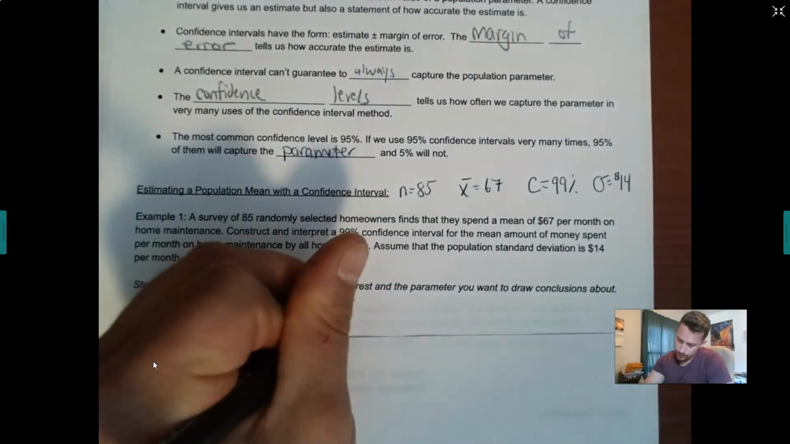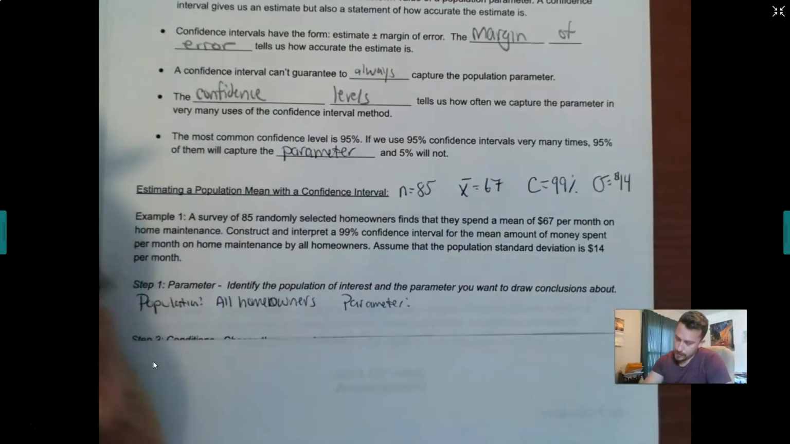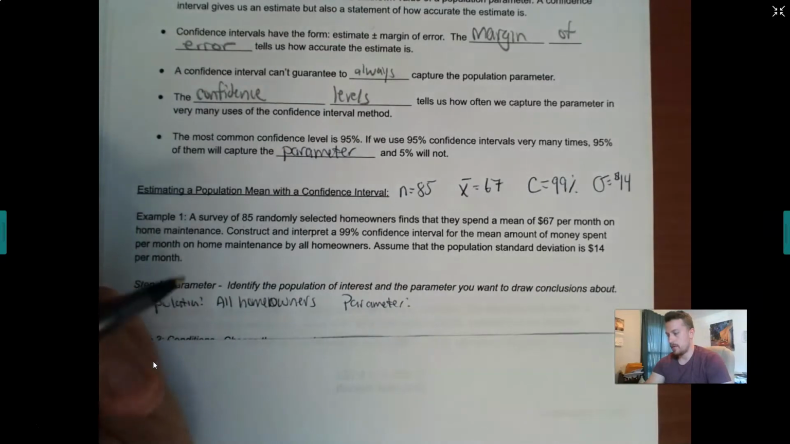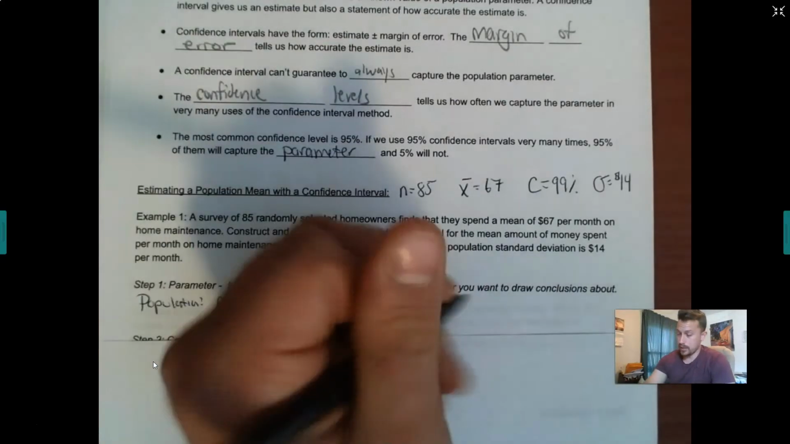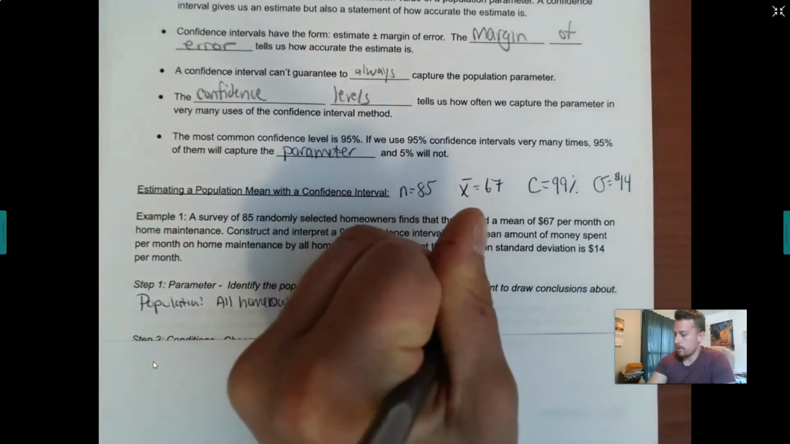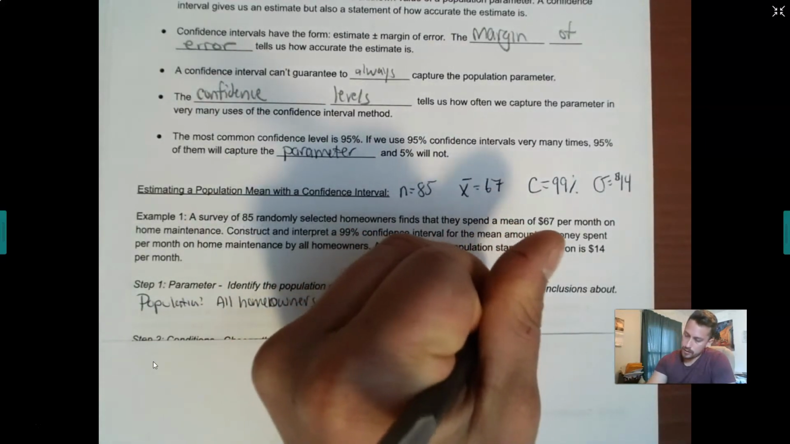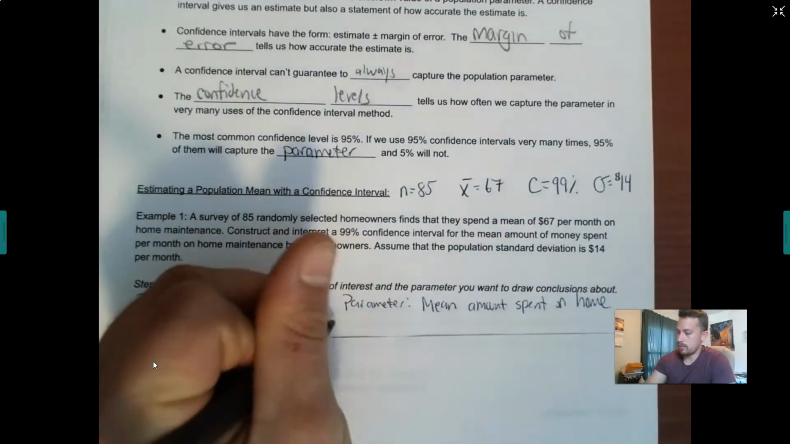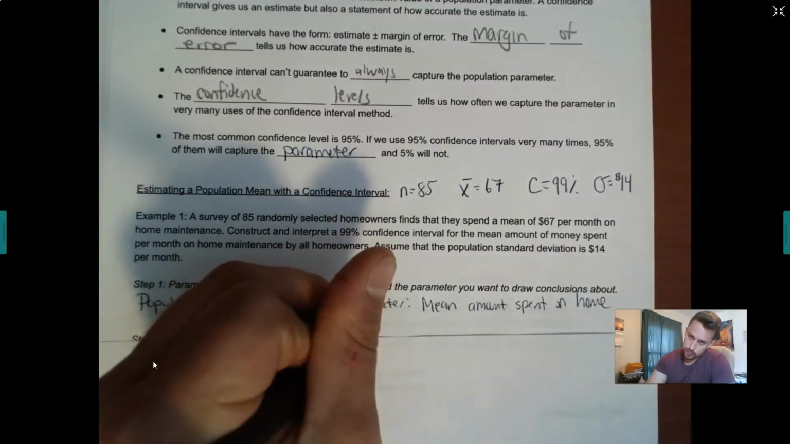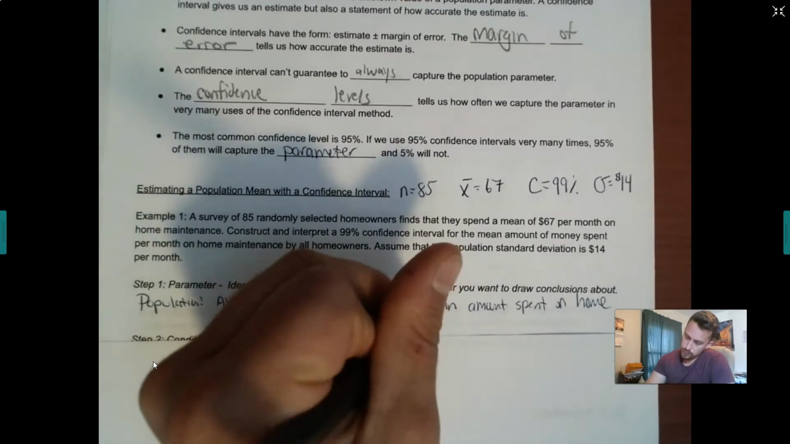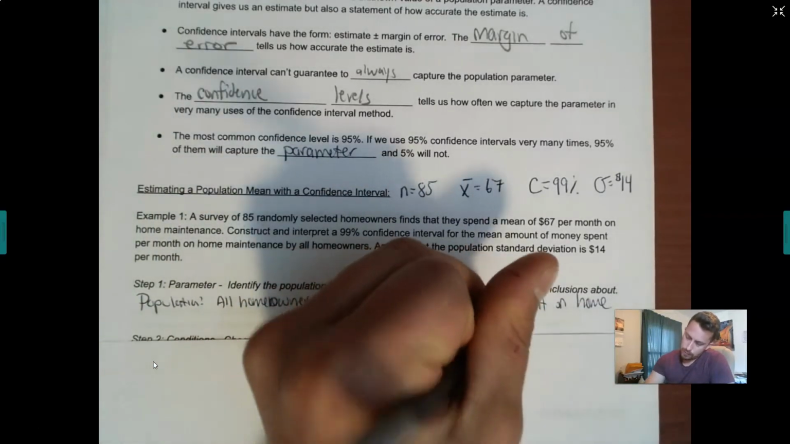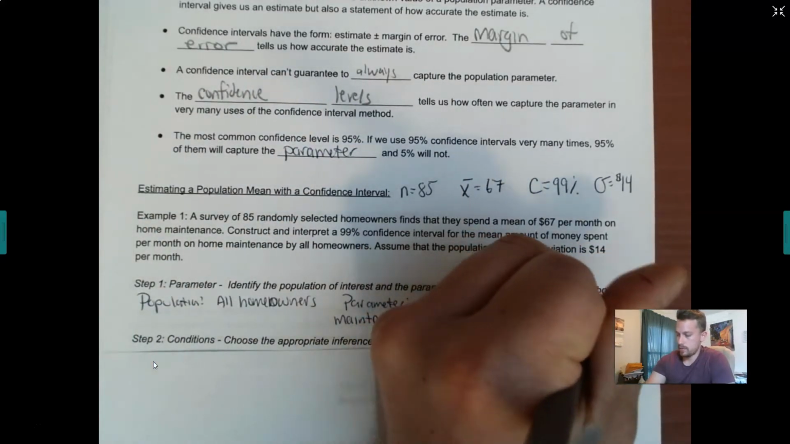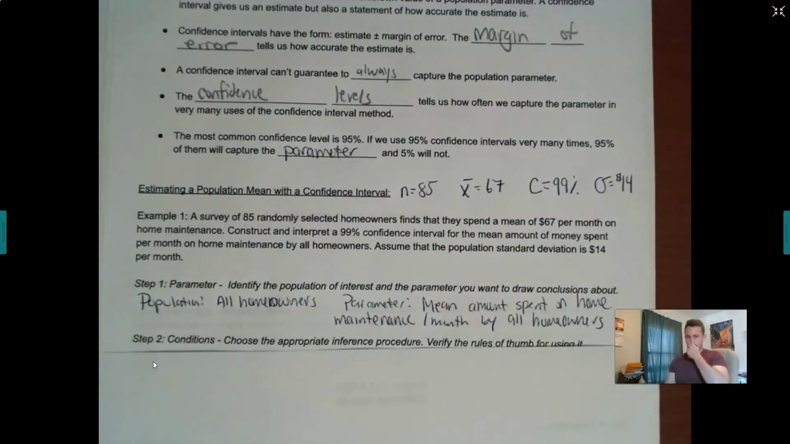The parameter is a mean, right? So the sample mean is a statistic. A parameter is the population mean. And to be more specific, it is the mean amount spent on home maintenance per month by the population, which is all homeowners. Alright, so we just always want to have an idea of what the population is.